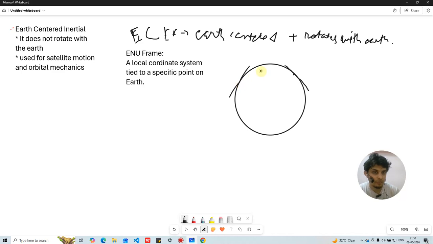ENU is usually derived from ECEF, Earth Centered, Earth Fixed. But I want to show you some amazing images, again the ground reference system, East North Up. I think this image does show it. Let's go through them one by one. Let me copy it.